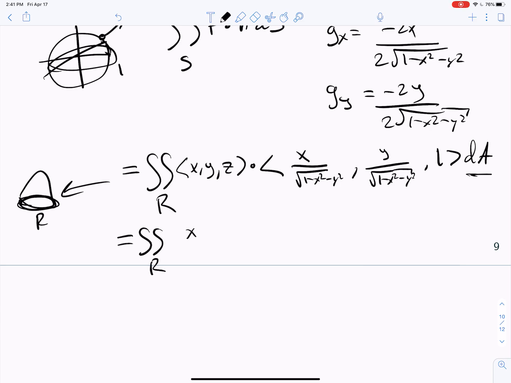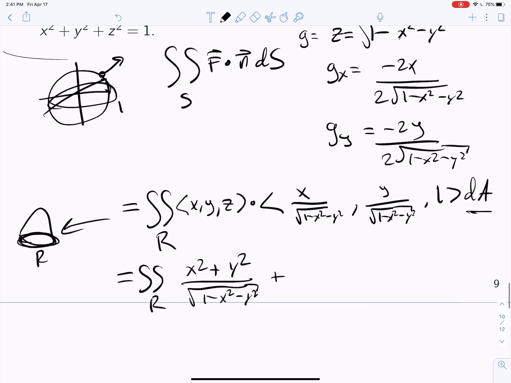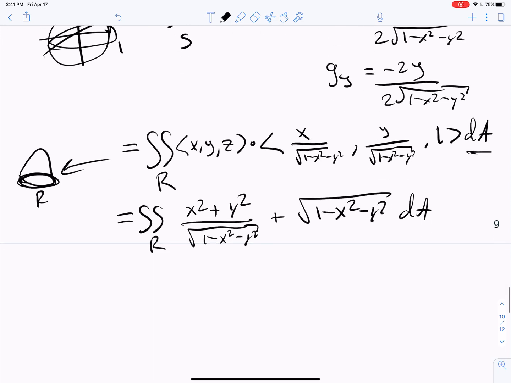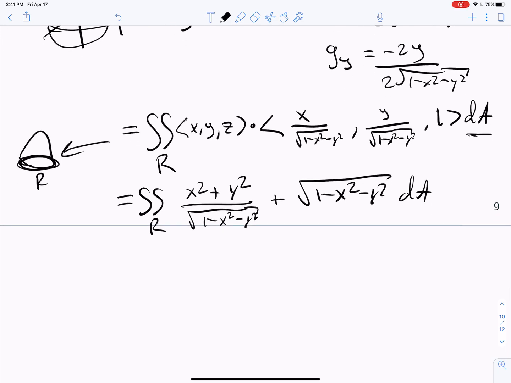We're going to get x squared plus y squared when we do that dot product. They're over a common denominator, 1 minus x squared minus y squared, plus z, and z is 1 minus x squared minus y squared, dA now. Okay, now this is a sphere, that's a circle down there, so yes, you guessed it, we're going to swap this into polar coordinates. So theta is going to be 0 to 2 pi, r is going to be 0 to 1 because it's the unit circle from the unit sphere.